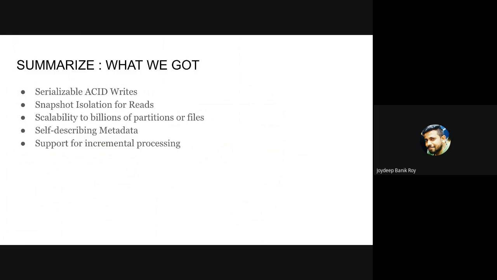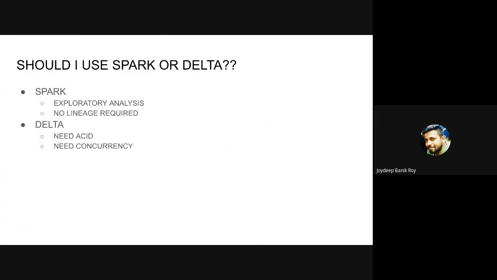Okay, so to summarize, what we got is obviously serializable ACID writes, snapshot isolation for reads, right? Each read can work on different versions. Scalability to billions of partitions or files. You run your jobs on different partitions. Self-describing metadata, like I showed here, I just loaded the metadata, queried the metadata, what got added, what got removed, what got pushed to change data. Every log is there in a very efficient manner, and support for incremental processing, like CDC, SCD, all of that.